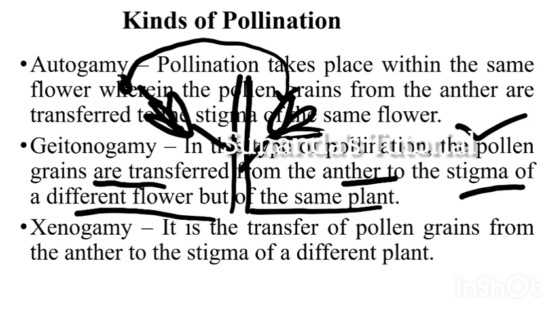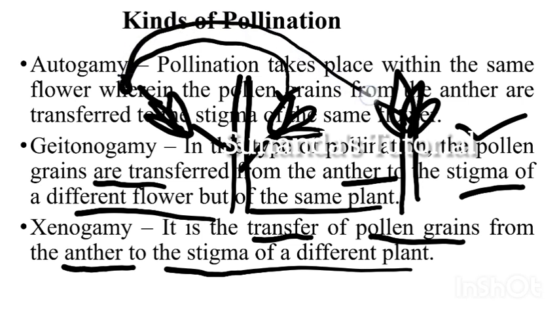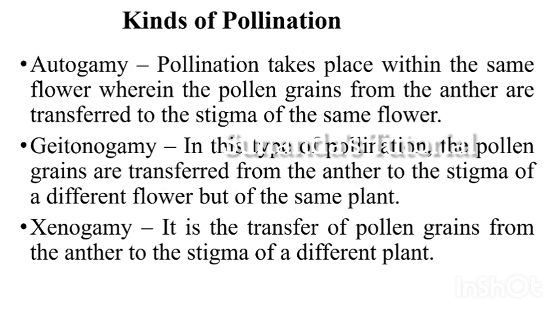But in case of xenogamy or cross pollination, it involves the transfer of pollen grain from anther to stigma of a different plant. So here two plants are involved and two flowers are also involved. Suppose these are two plants. From this anther, pollen grains are transferred to this stigma born on a different plant. Okay, this is called cross pollination or xenogamy.